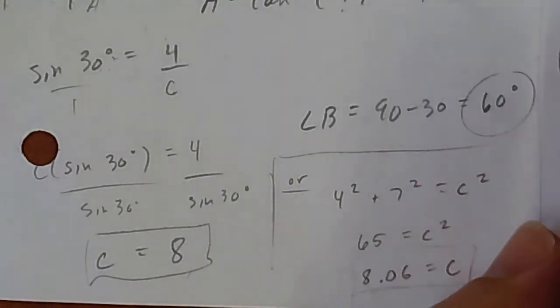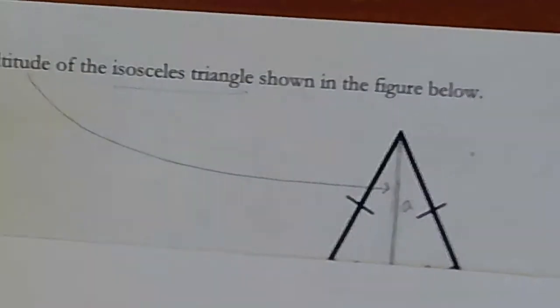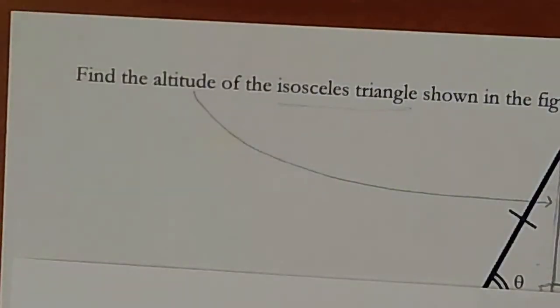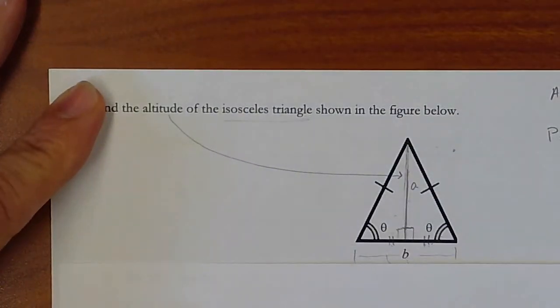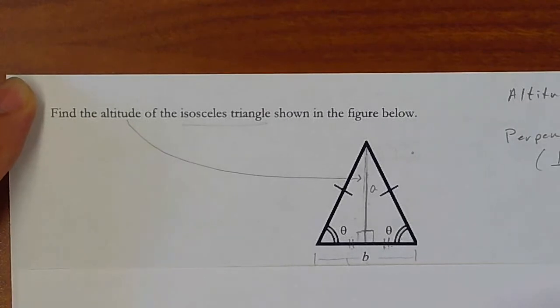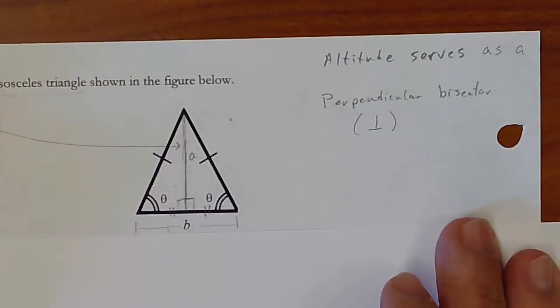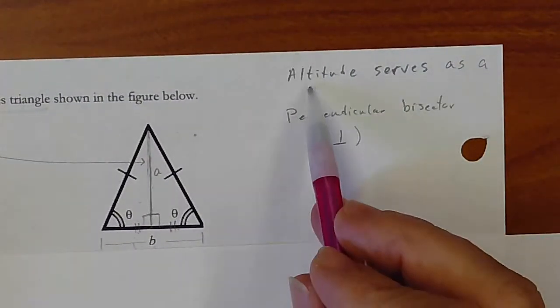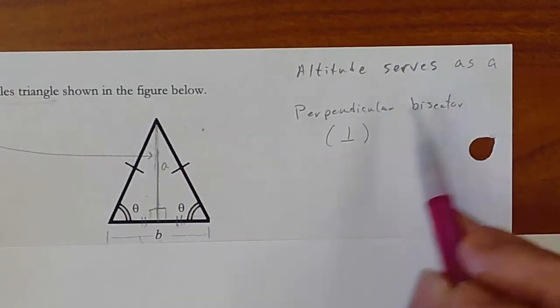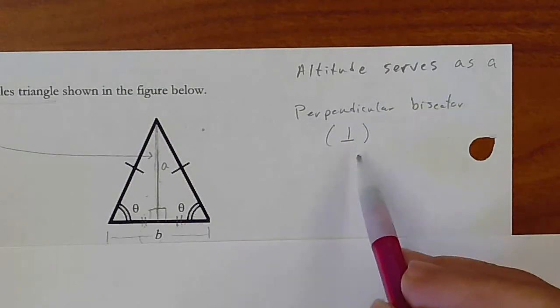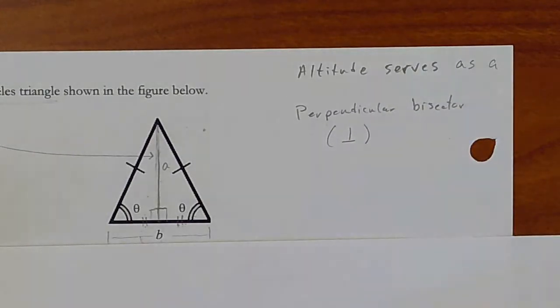Okay, and there's one more example on the other side. Let's go ahead and do that now. This says, find the altitude of the isosceles triangle shown in the figure below, okay? This is something that you can count on for isosceles triangles. Maybe write this in off to the side. The altitude, which means the height from the base, serves as a perpendicular bisector. That's important to understand. Write it down, then I'll explain.